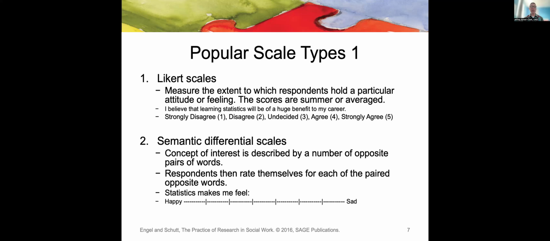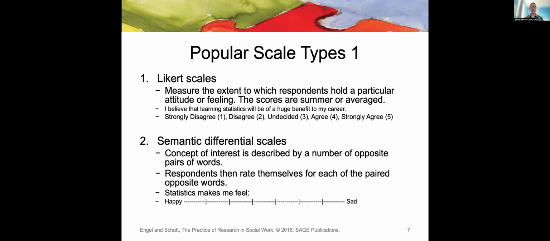You can then sum or average the scores across different items. So one item could be: I believe that learning statistics could be of a huge benefit to my career. Do you strongly disagree? Disagree? Are you undecided? Do you agree or do you strongly agree? So we see a wide range there, from strongly disagree, that has the least number, so that's a one, and then it goes up incrementally all the way to strongly agree. So we've got a range of responses that a person can choose from.